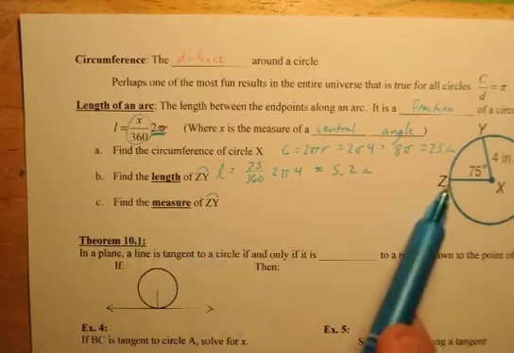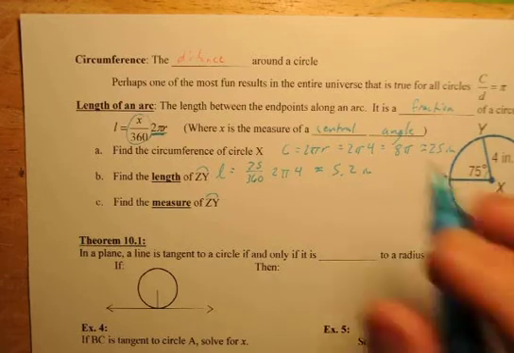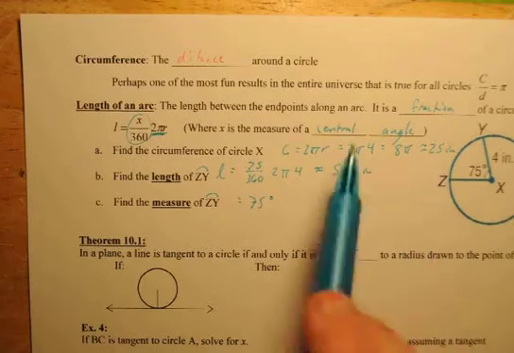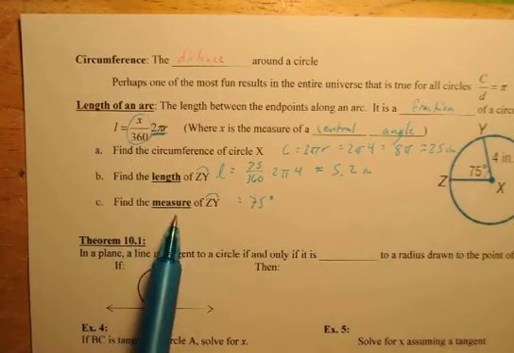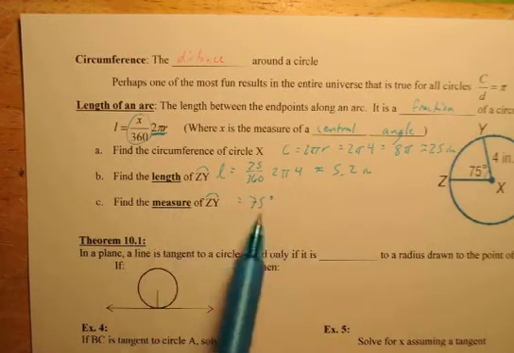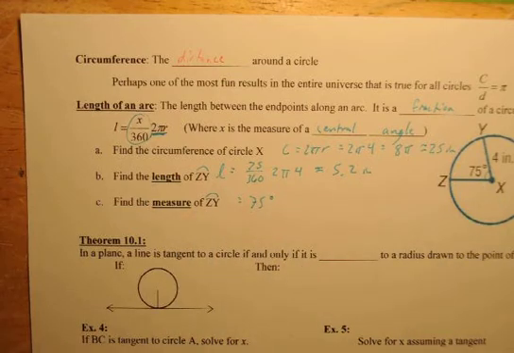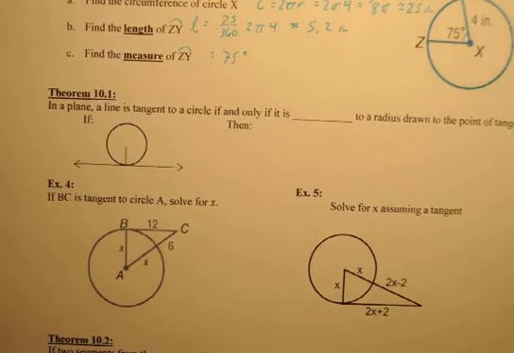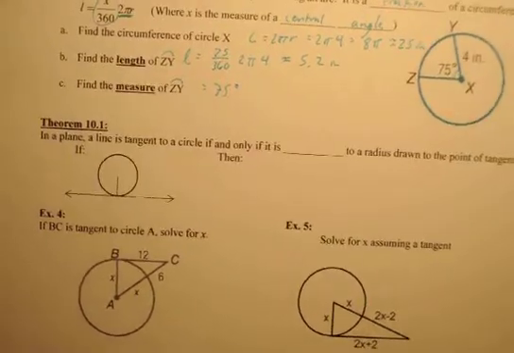And then it says find the measure. So the measure is just 75 degrees. So a little bit of a difference in these two problems. Length versus measure. Length, you have to use the equation. Measure, you have to just use the angle measure. Alright, we have 2 theorems to discuss, and that's it for today.